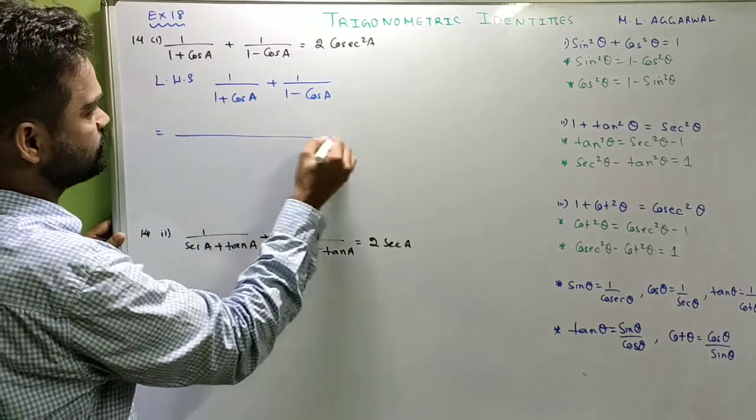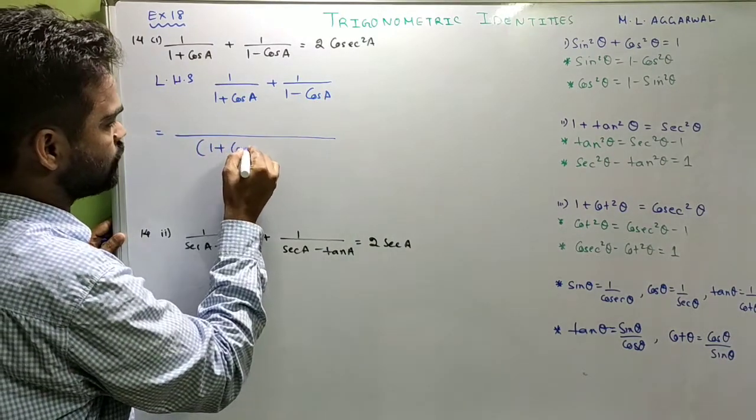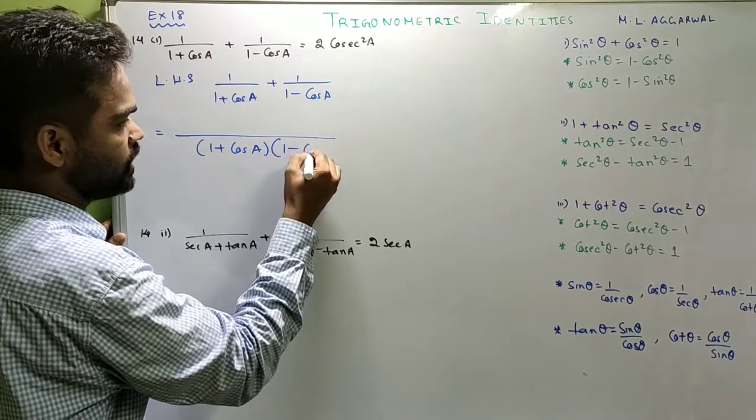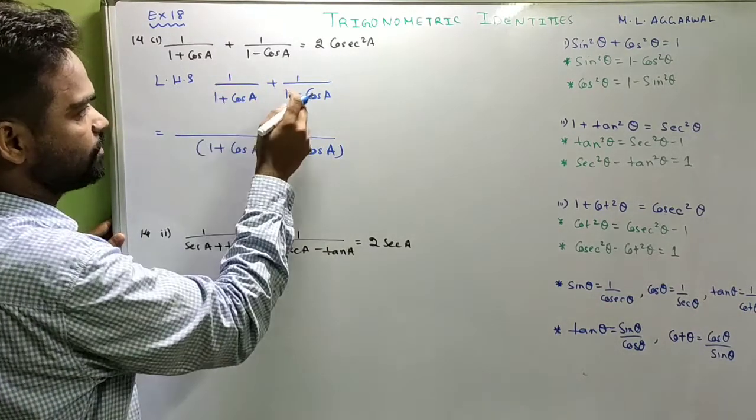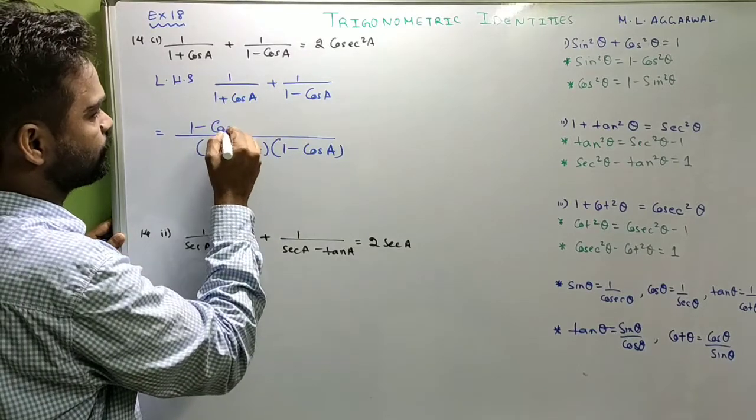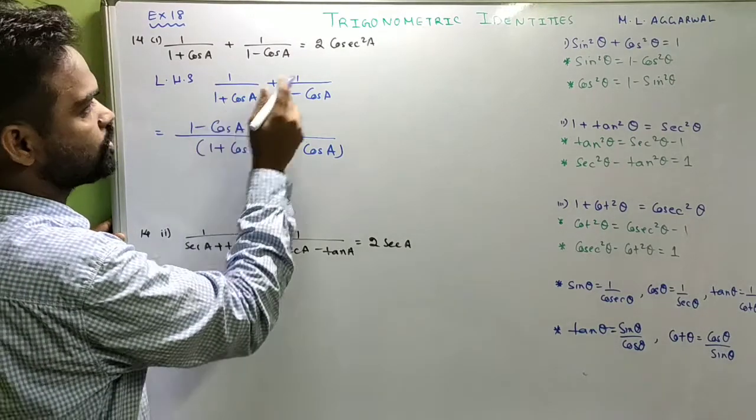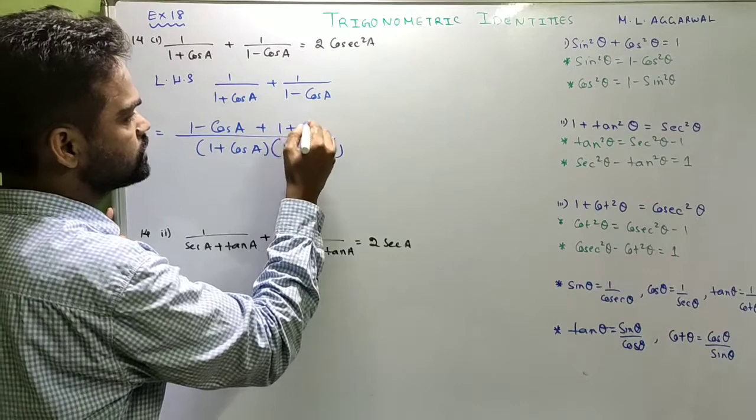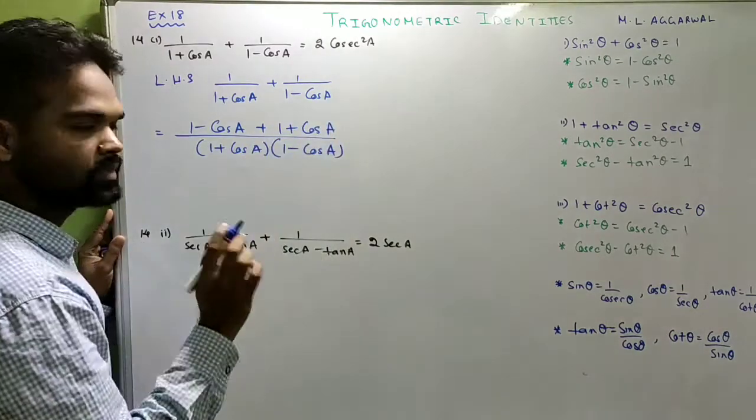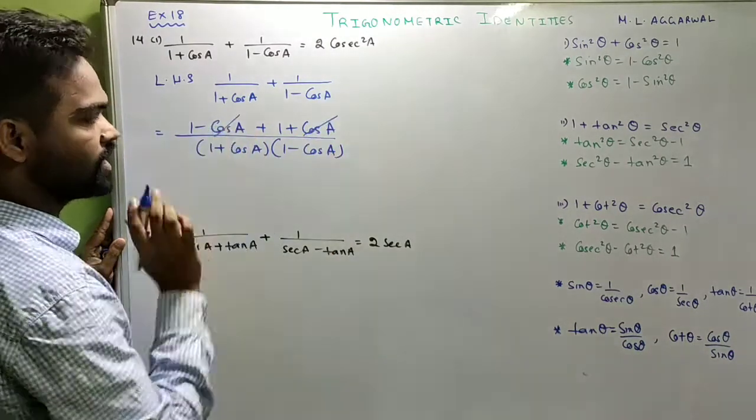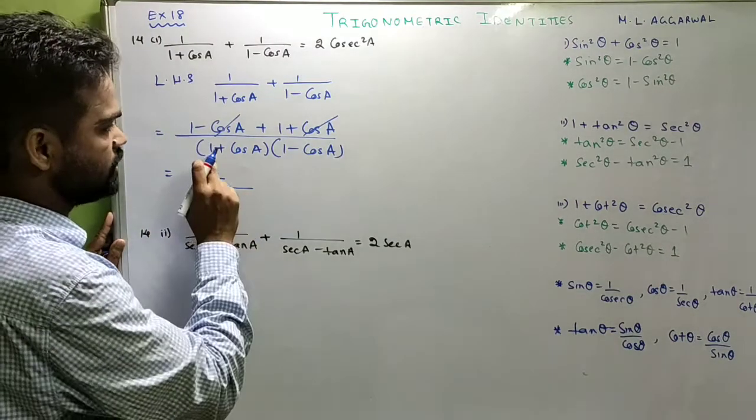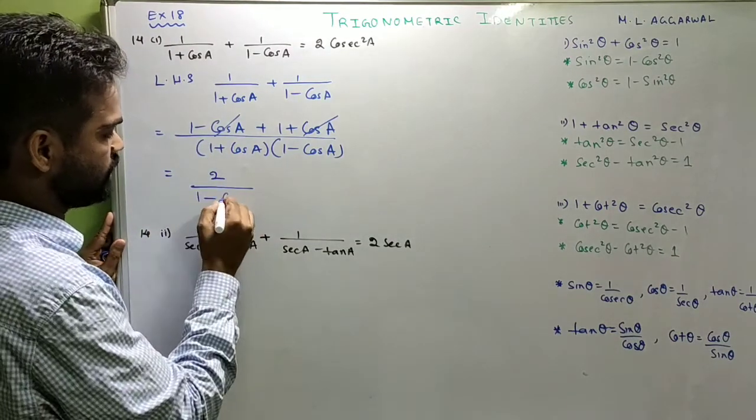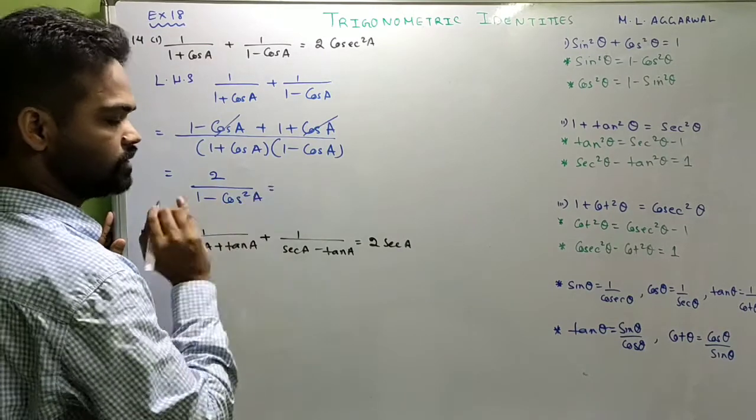We'll take LCM. So it's 1 plus cos A multiplied by 1 minus cos A. This goes over here. So 1 multiplied by this remains the same thing. Similarly, 1 plus cos A multiplied by 1 gives you the same thing, 1 plus cos A. Now, cos A cancels out and this becomes 2. And in the denominator, see, A plus B, A minus B, that's A square minus B square, isn't it?